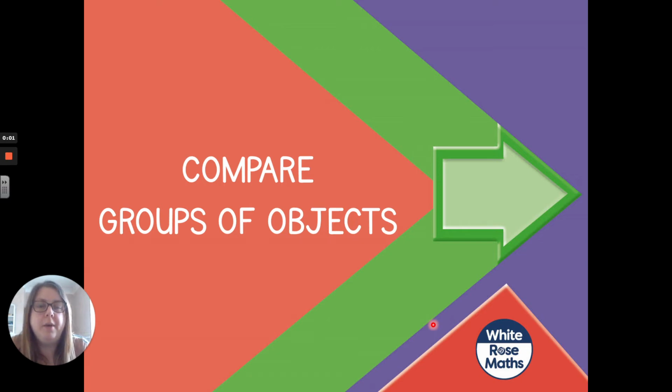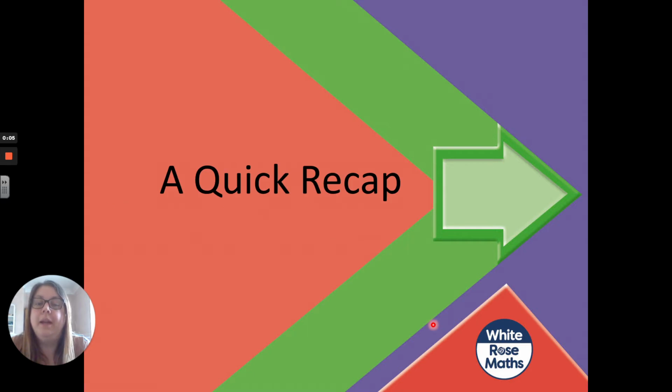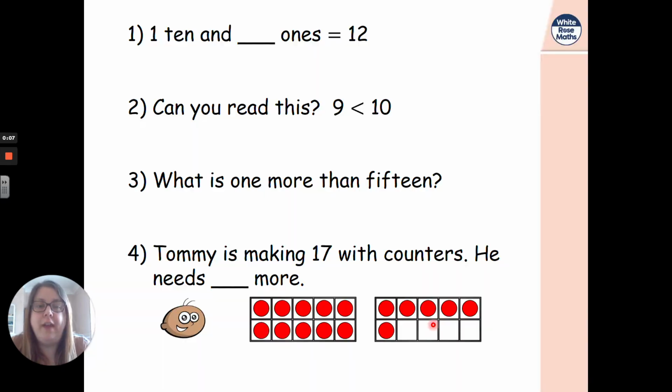Hello everybody, so today we're going to compare groups of objects, still thinking of numbers up to 20. But let's have a quick recap first of all of everything that we've been doing. So what is the missing number? 1 ten and so many ones equals this number. How many ones do I need from this number? It's 2, isn't it? Well done.